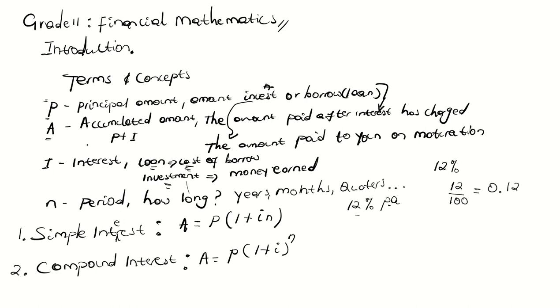What happens to it is that it earns interest, and it becomes an accumulated amount, A, over a certain period. This takes time, okay? So people take time to repay loans, or if they invest, the investment takes time. That is the period N. It takes time to grow to the accumulated amount. So we will now look at examples where we do calculations of simple interest and compound interest.